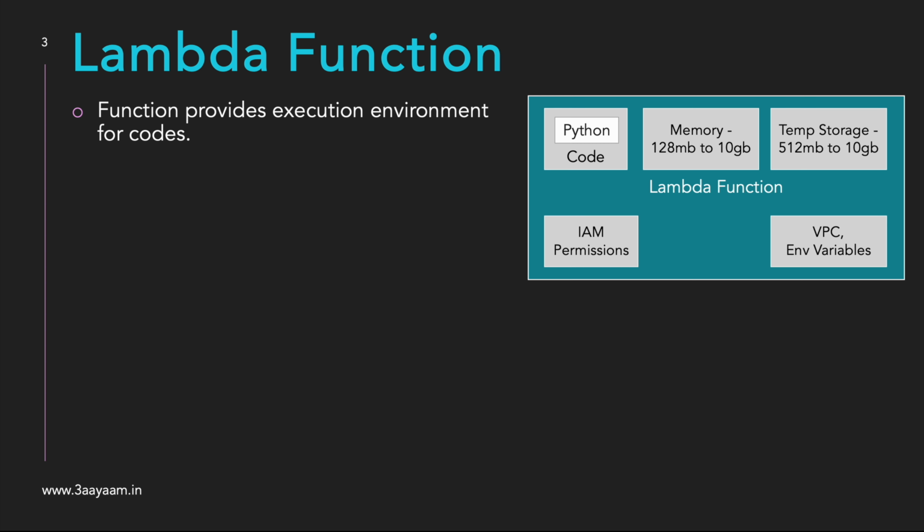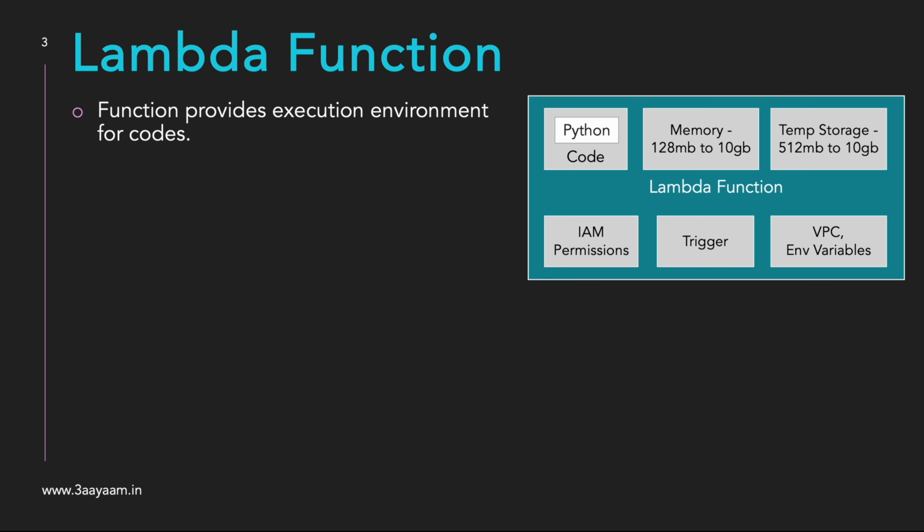VPC is the virtual private cloud, and we have to provide the subnetwork also, security group also. Along with that, we can provide environment variables also. Environment variables are the ones which are sent to the program from the environment. It is similar to the Python OS library, wherein you use the OS library to get the environment variable and assign the value to a Python variable.